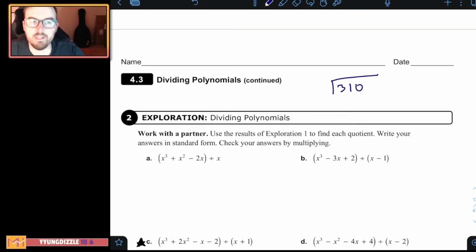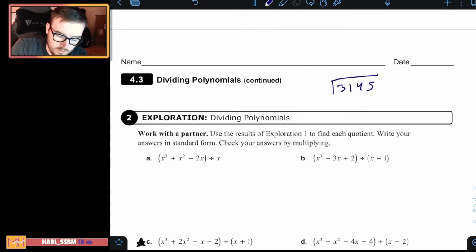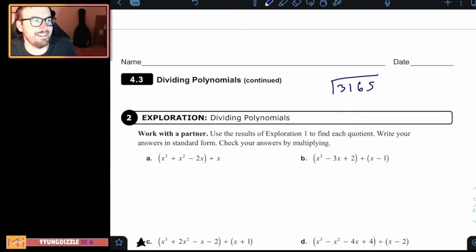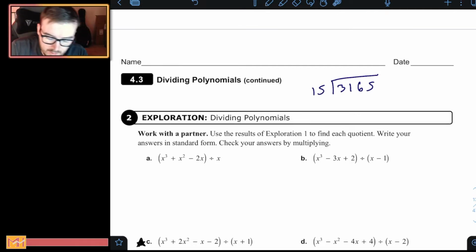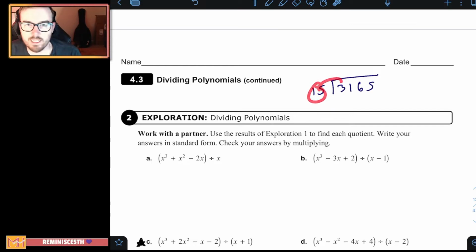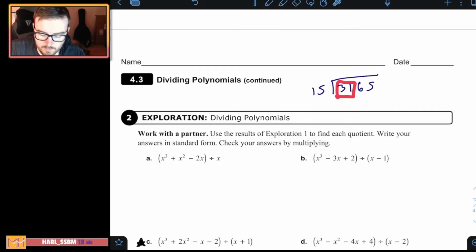If I did 310 divided by 15, or let's make it a longer number, how about 3,145 divided by 15? Let's do 65. Sorry, 3,165 divided by 15. We look here and say, how many times does 15 fit into 3? Or 15 times what equals 3? The answer is nothing.